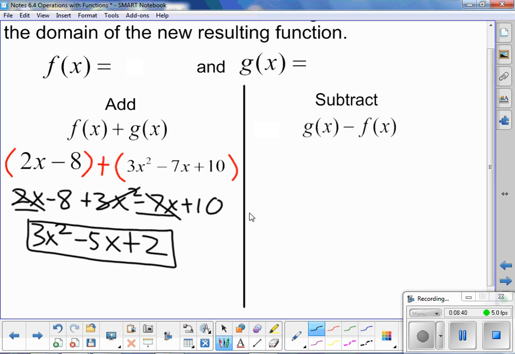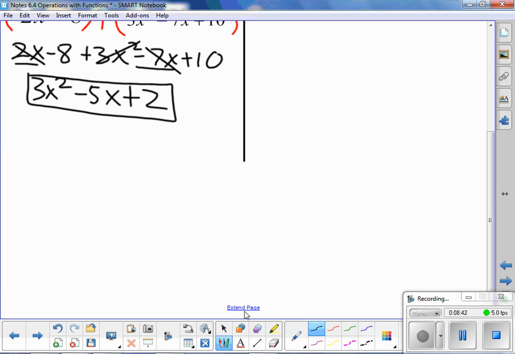Now the next thing is state your domain. So my domain, keep in mind you're looking for two things, division and even roots. There is no division and there are no roots here to be even anyways. Second power is not a root, that's an exponent. So domain is all real numbers. Okay, that's how you do that.